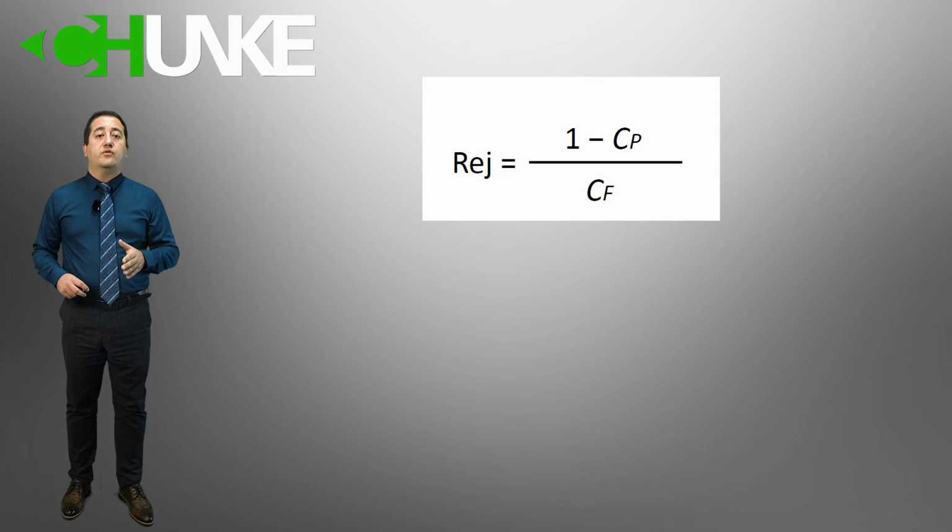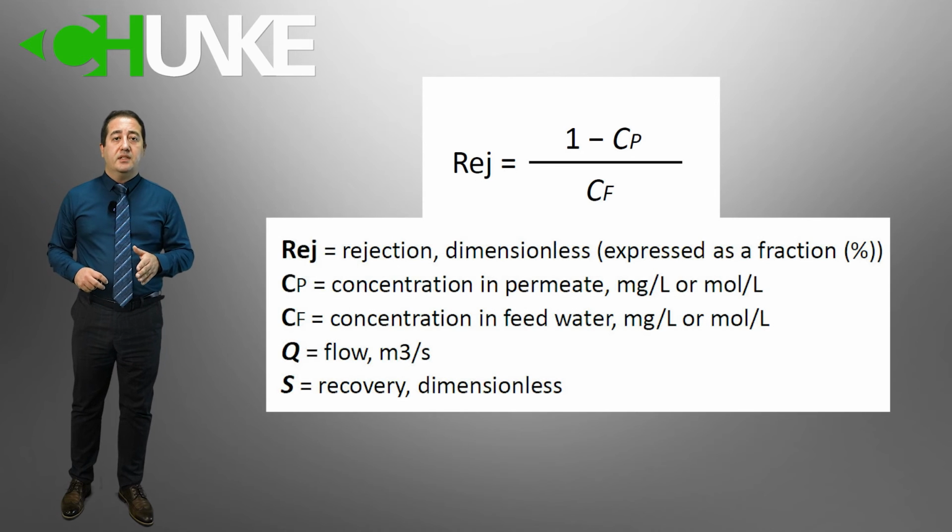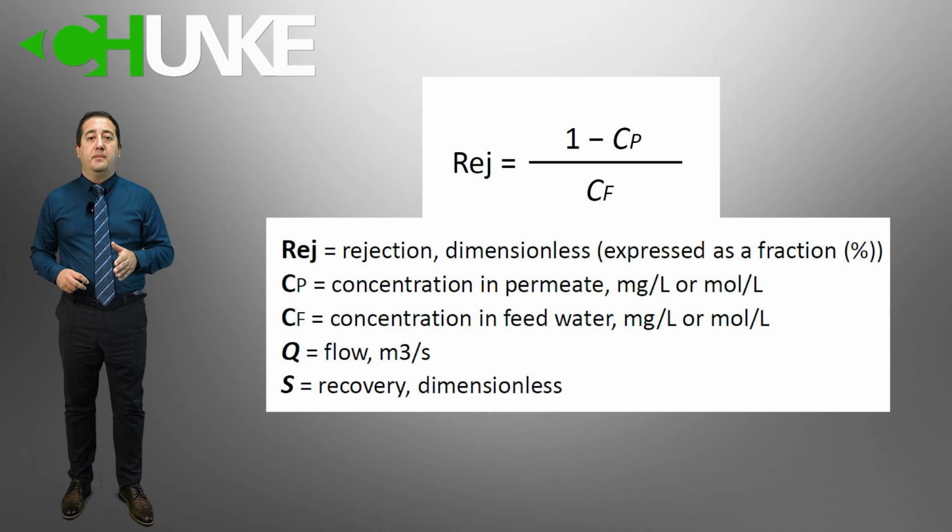In an RO system, recovery is a function of salt rejection. The rejection capabilities of an RO membrane are specified with either a percent salt rejection or a molecular weight cutoff value. Salt rejection is typically used for RO membranes, with this equation. Rejection is dimensionless and expressed as a fraction.